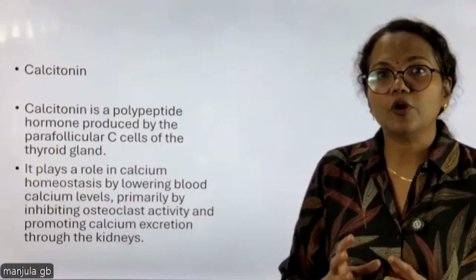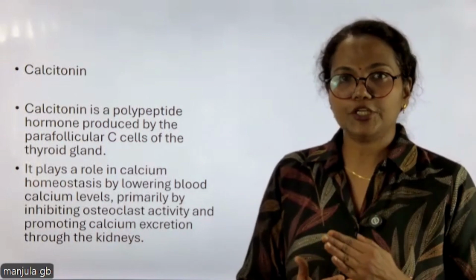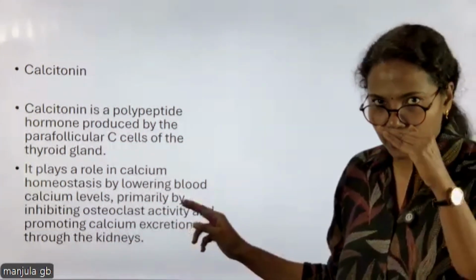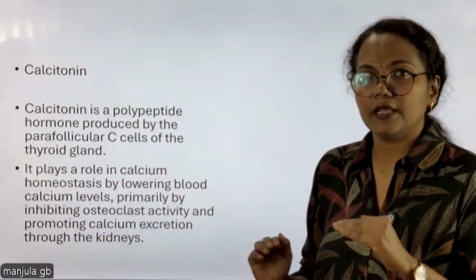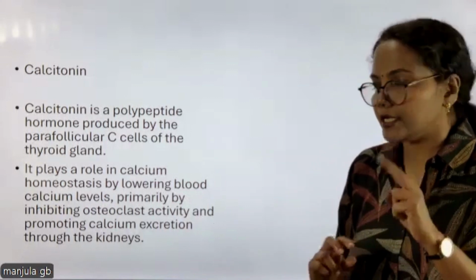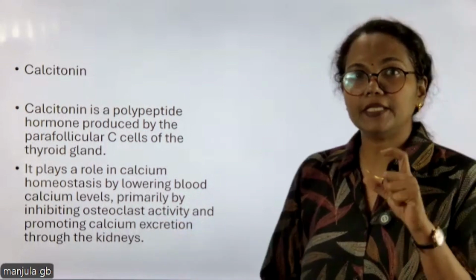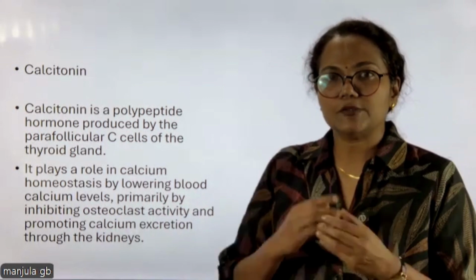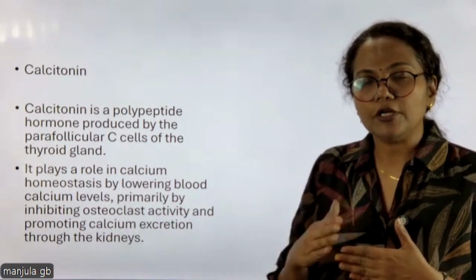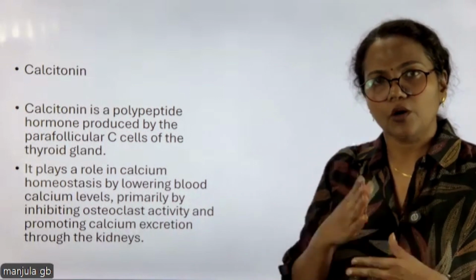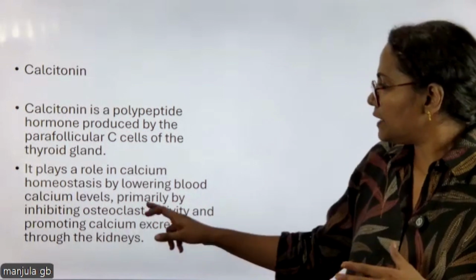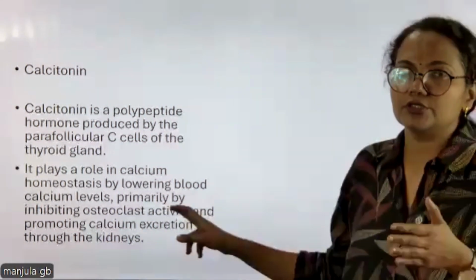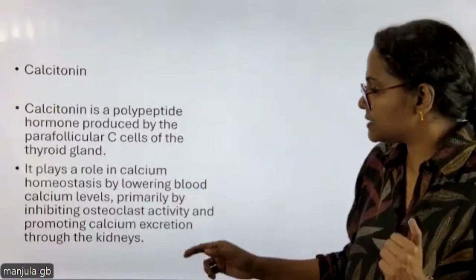Okay, so what is the role of calcitonin? It is to maintain the calcium homeostasis or the balance in the body. How does it maintain? It is primarily by lowering the blood calcium levels. How does it lower the blood calcium levels? There are two things here. One is by inhibiting the osteoclast. You know, osteoclasts are the bone cells which are responsible for breakage of the bone or resorption of the bone. So when calcitonin inhibits that process, it obviously decreases the calcium levels.